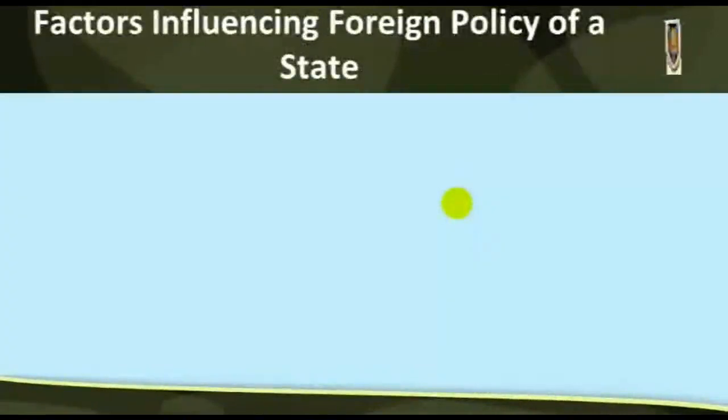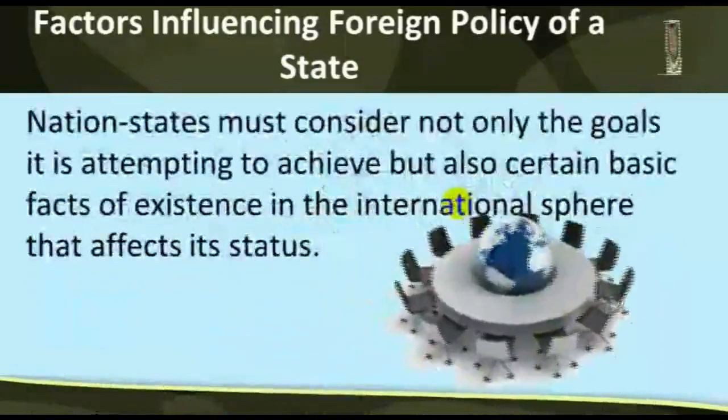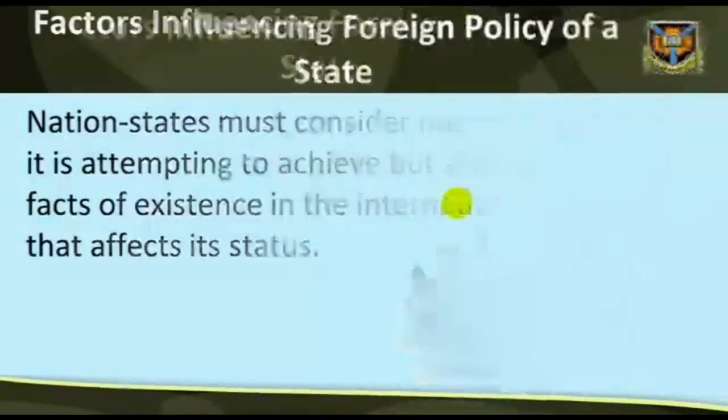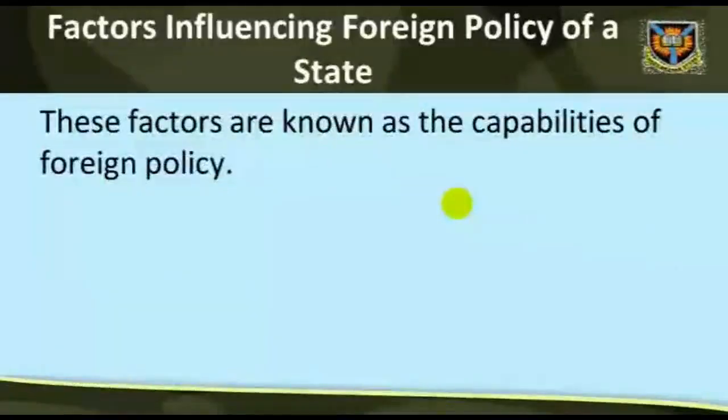Factors influencing foreign policy of a state. In drawing up their foreign policies, nation states must consider not only the goals they are attempting to achieve, but also certain basic facts of existence in the international sphere that affect their status. These factors are known as capabilities of foreign policy, and they include geographic strategic situation, population potential, economic endowment, and natural resources.